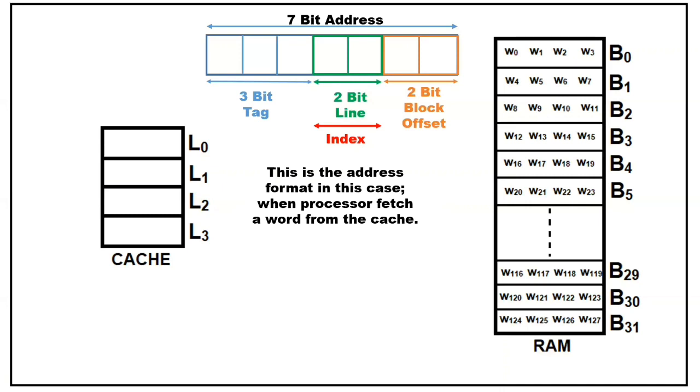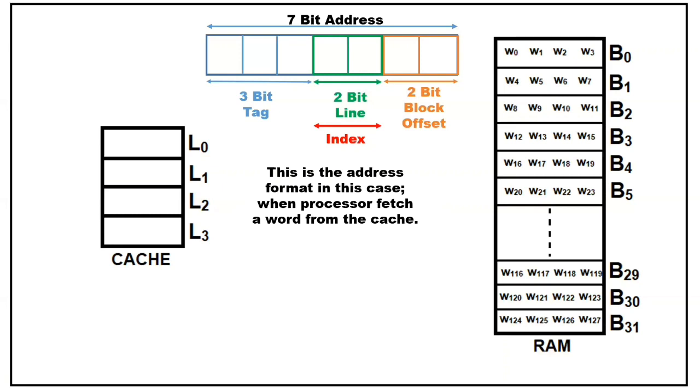So this is the address pattern. You cannot alter it, you cannot change it. Okay, the first some bits are the tag, then some bits are the line or index, then the some bits of LSB are the block offset. You cannot alter or change the pattern. Okay, this is the pattern.